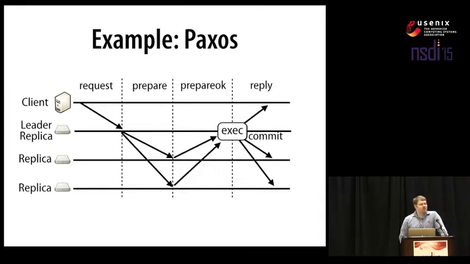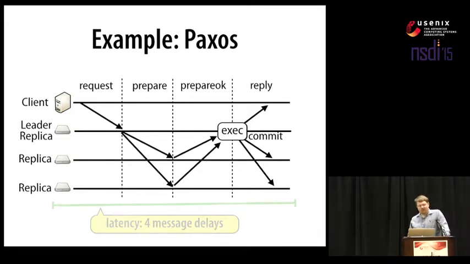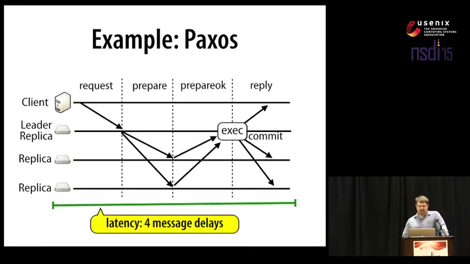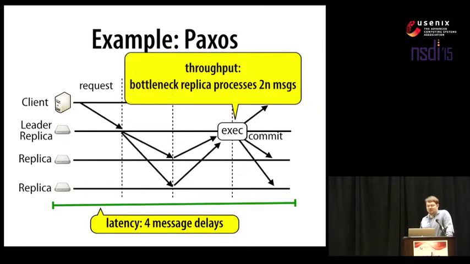Looking at this, we can see two of the main performance characteristics already. Latency is determined by the four steps to this protocol. There are four message delays, and we'll see that we're able to improve on that by reducing the number of message delays. And in terms of throughput, the primary limiting factor is the number of messages processed by the leader, which becomes the bottleneck replica. Here you can see it's processing messages from every replica and sending messages to every replica.